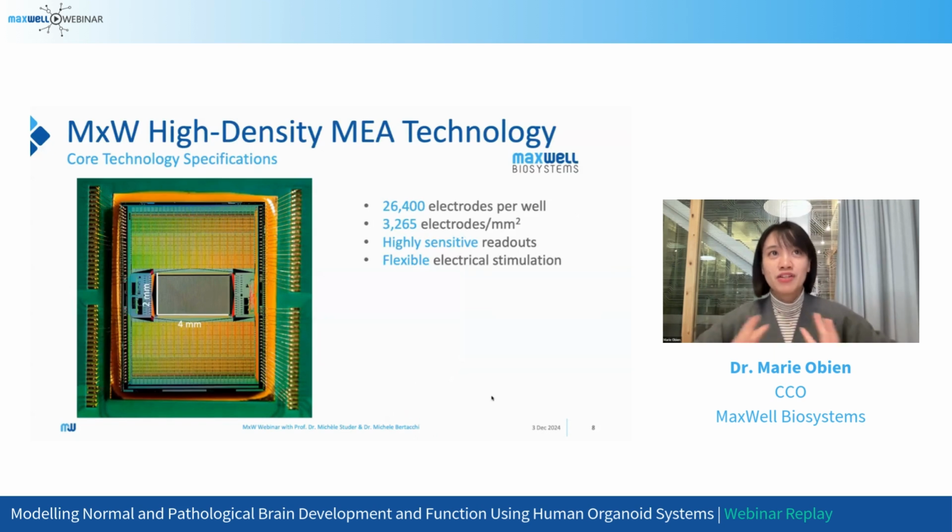So how is that made possible? This is our core technology. As you can see here, this is how the microelectrode array looks. This high-density microelectrode array is a 2 by 4 millimeter square, consisting of, in total, 26,400 electrodes. These are very tightly spaced together, so that in a square millimeter there are roughly 3,300 electrodes. Each of these electrodes is a highly sensitive readout. Aside from that, we can also use any of these electrodes for flexible electrical stimulation.